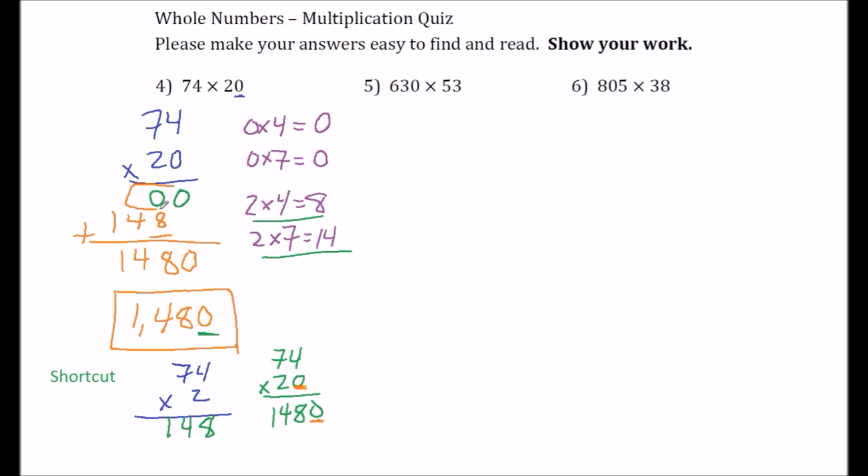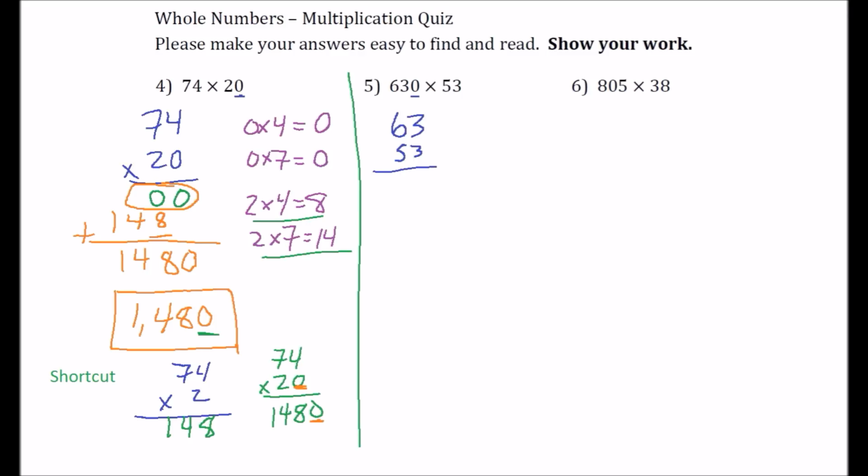You can basically skip this line, and you don't run the risk of making that silly mistake of saying 0 times 4 is 4 and 0 times 7 is 7. It's a little bit of a shortcut. And again, if you do partial products, then you already know how to do that. But anyways, let's move on to number 5. This is again where you could use the shortcut if you want. You could do 63 times 53 and get an answer, and then just put a 0 on the end of it. But I'll do it the long way.